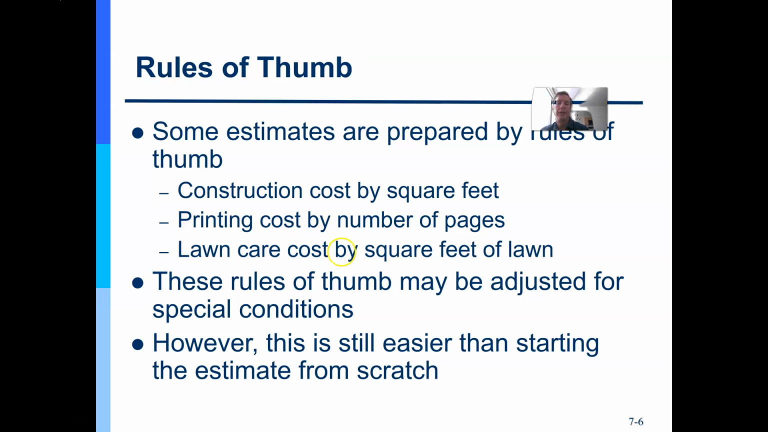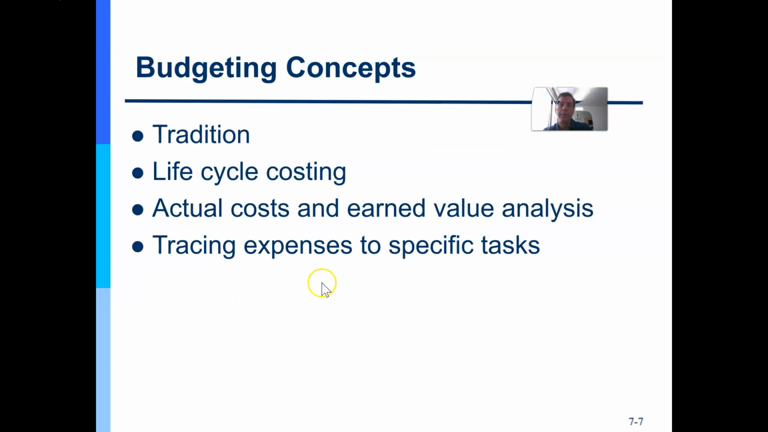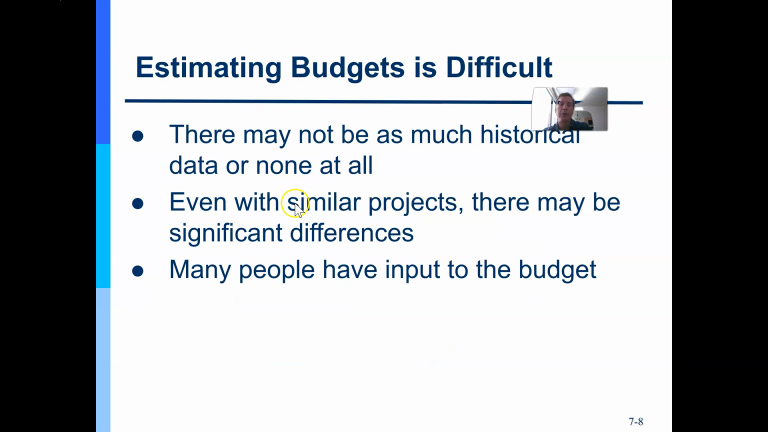So there's some rules of thumb. For example, in construction, they often use the price per square foot, right? That's a common rule of thumb. That's called a parametric estimate. And then maybe printing, cost by the number of pages. Maybe lawn care by the square foot of a lawn. So when you go out to estimate how much you would charge somebody to do their lawn, you already have an estimate for your bid based per square foot, based on the materials, based on overhead, based on profit, etc., that we already talked about. Okay, so these are some budgeting concepts that we'll go through next.